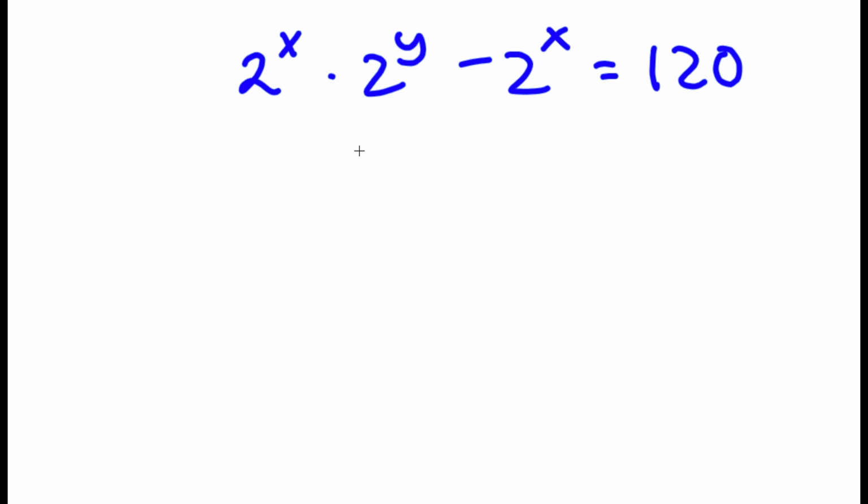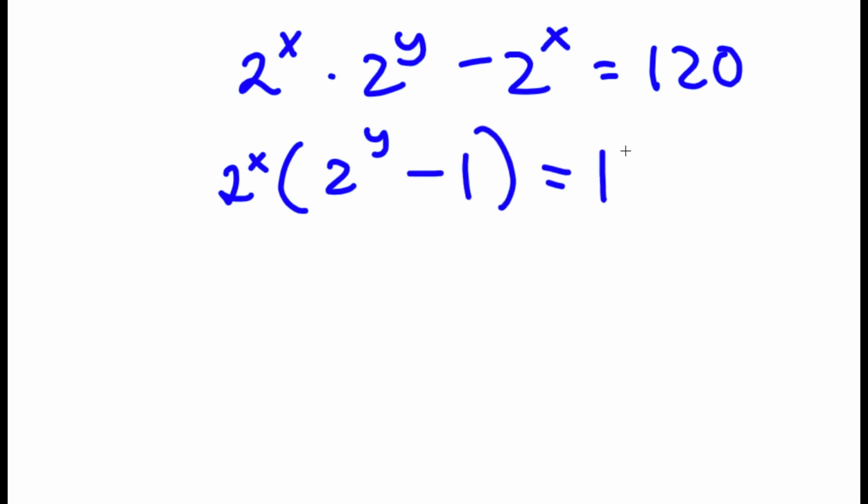Now, I'm going to go ahead and factor out 2 to the power of x from this equation, from my left-hand side. So now I have 2 to the power of x times, now 2 to the power of x times 2 to the power of y divided by 2 to the power of x is simply just 2 to the power of y, and negative 2 to the power of x divided by 2 to the power of x is negative 1. So this is equal to 120.